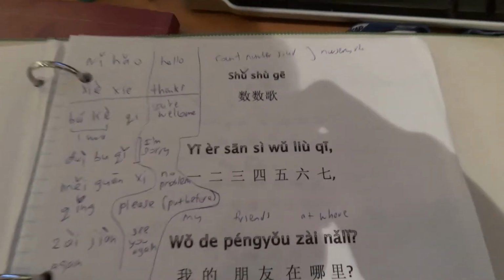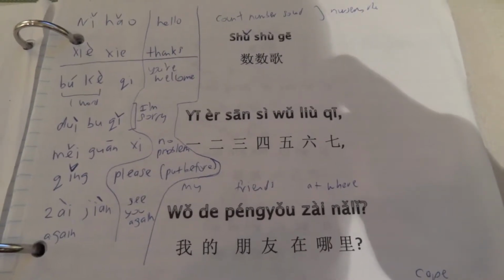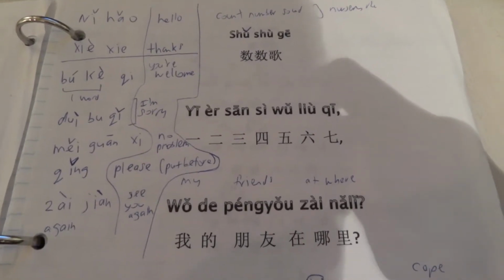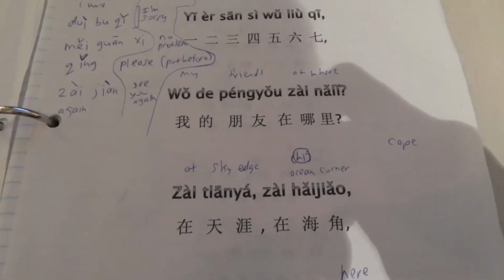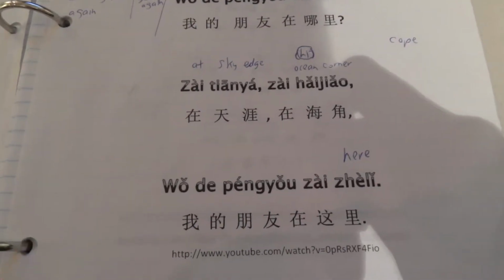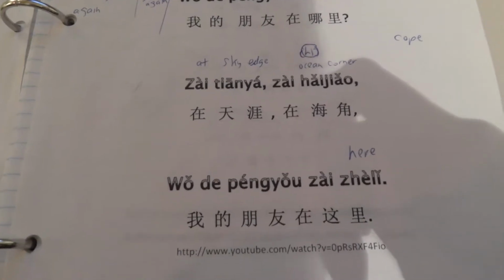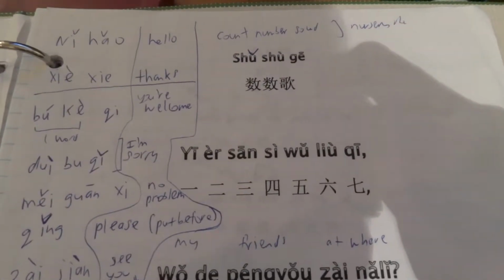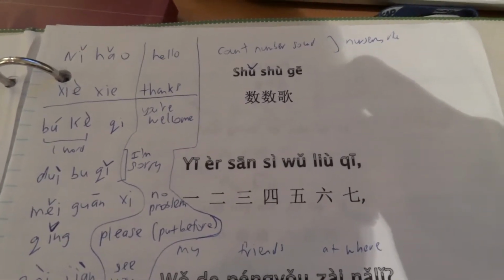I'll translate it for you. It's 1, 2, 3, 4, 5, 6, 7. Where are my friends? At the sky's edge, at the ocean's corner. My friends are here. So that's a nice one. I'll read it again for my own practice. So the name of it is Shu Shu Ge Shu Shu Ge.